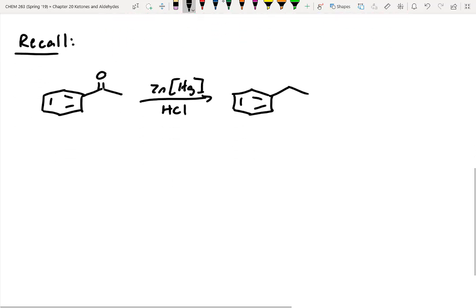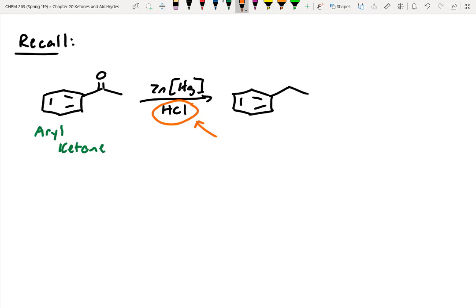All right, so that one kind of did a similar thing. There were some limitations to this. You had to have an aryl ketone, meaning you had to have an aromatic ring attached directly to the ketone in order for this to work. And then the other thing that was kind of limiting was you had to have acid around for this to work. So if you have any sort of functional groups that are acid sensitive, you really couldn't do the Clemmensen reduction.